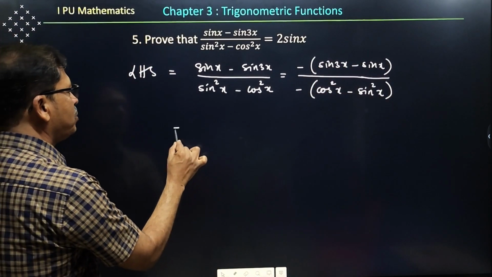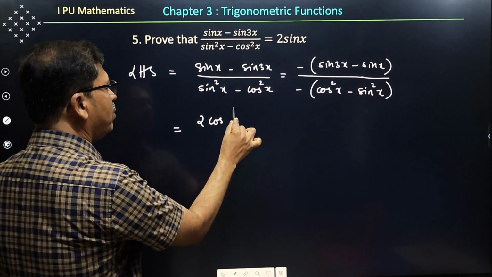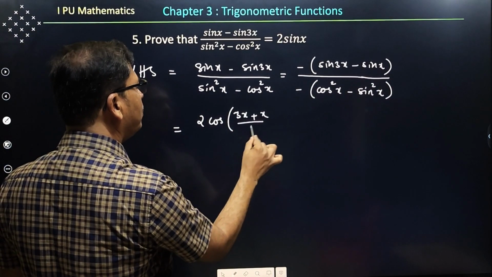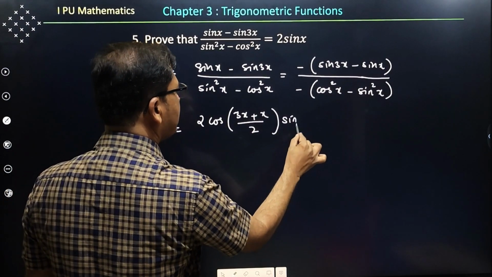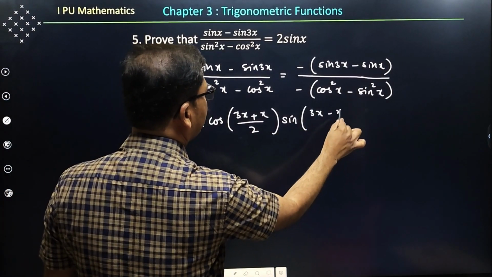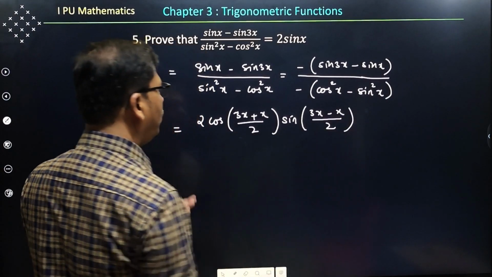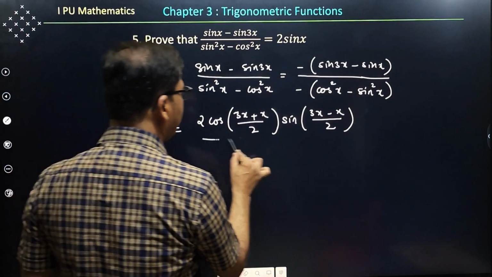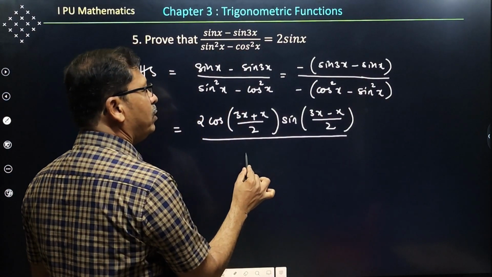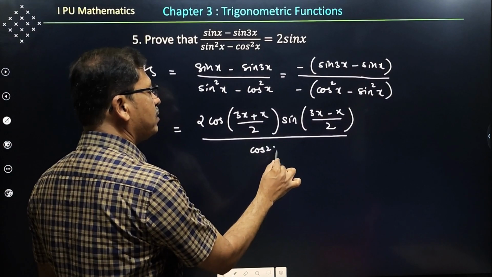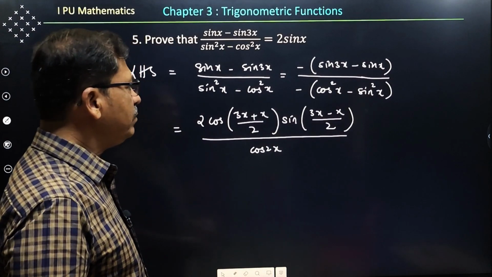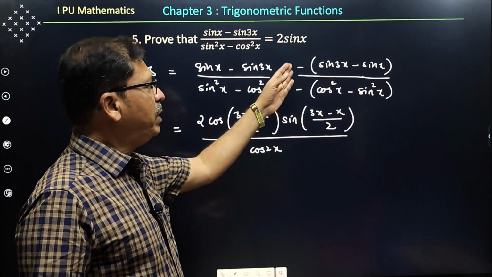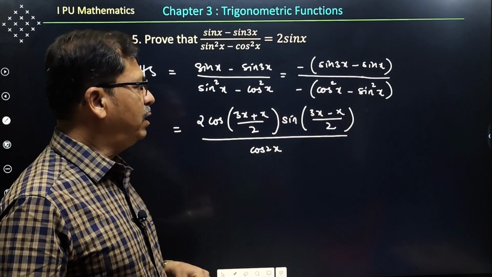That is 2 cos into sin: 2 into cos of c plus d divided by 2, that is 3x plus x divided by 2, into sin of c minus d divided by 2, that is 3x minus x divided by 2. That is 2 cos sin for the sin c minus sin d formula. See, cos square x minus sin square x is equal to cos 2x, there is a formula. Use it. Where does the minus sign cancel? Here. Minus and minus cancel. That's why I have not written that.